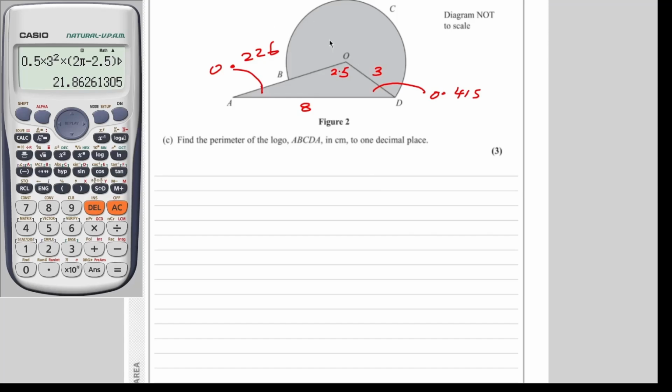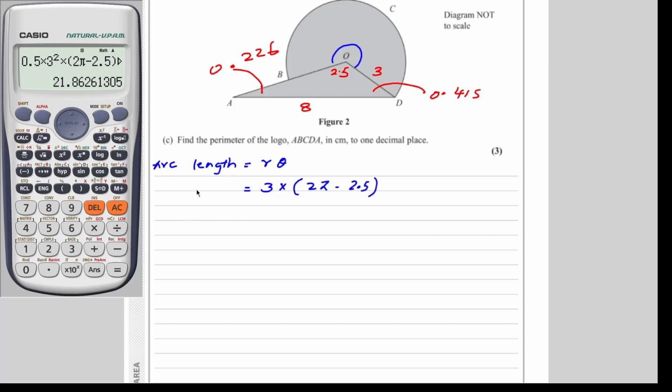Now to get the perimeter, we need to have this length, right? We need to get the arc length. Okay, let's get the arc length first. How to get the arc length? We call this one arc length. It is one part of the circumference here. So for arc length, there is a formula: arc length equals r theta. R is given in the question, which is 3. Theta is this angle, which we got as 2 pi minus 2.5.